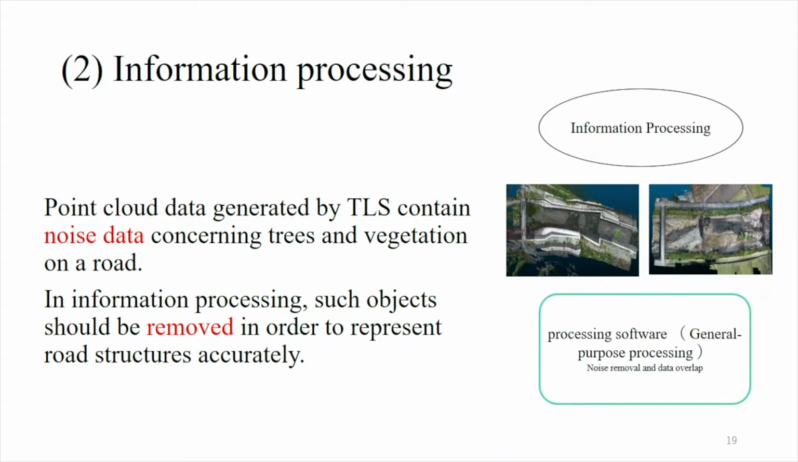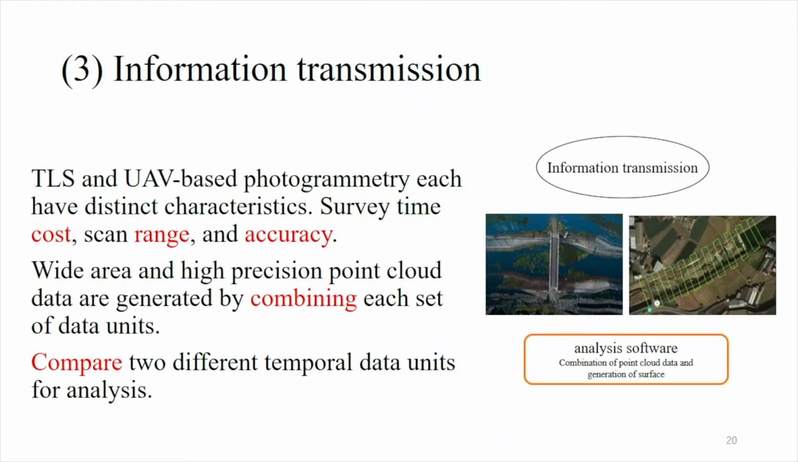Such objects should be removed in order to represent the raw structure accurately. And the third one is information transmission. TLS and UAV-based photogrammetry each have distinct characteristics: survey time, scan range, and accuracy. While wide-area and high-precision point cloud data are generated by combining each set of data units, compared to different temporal data units for analysis.